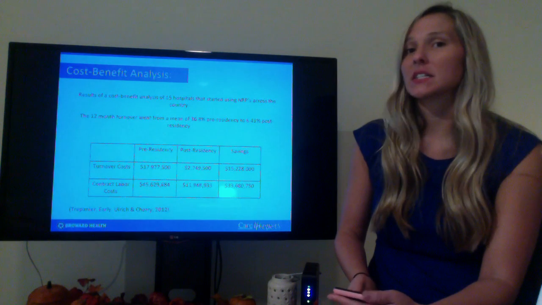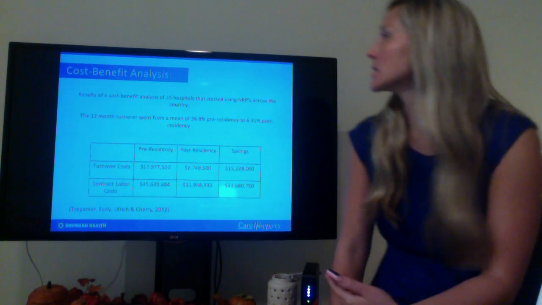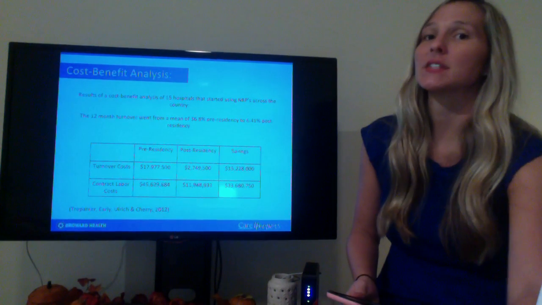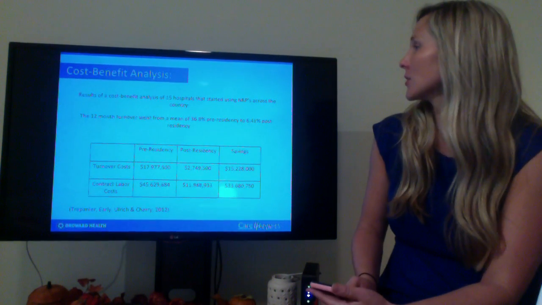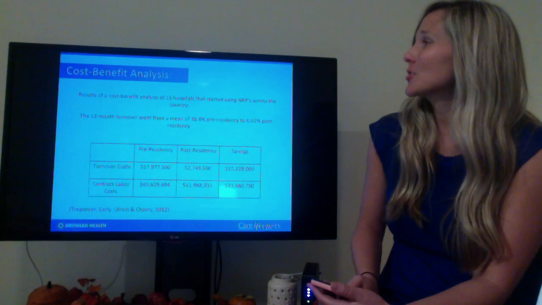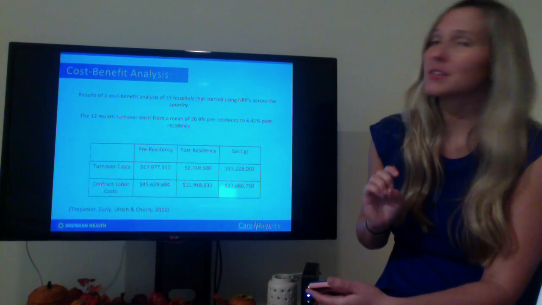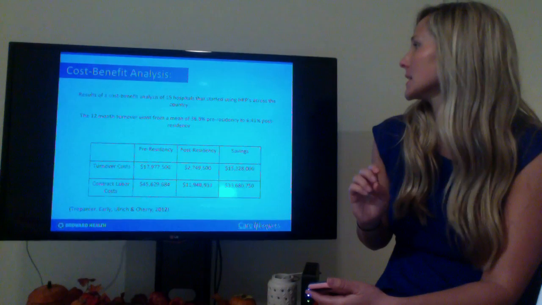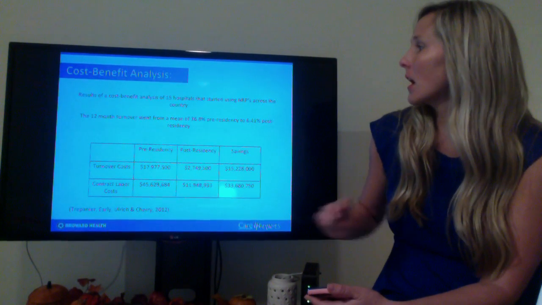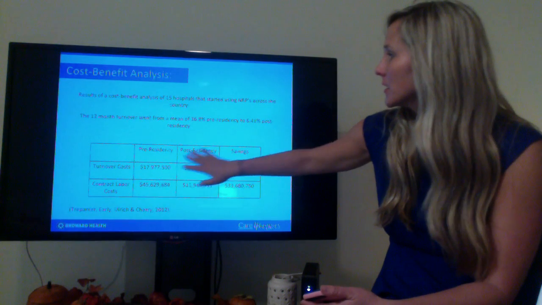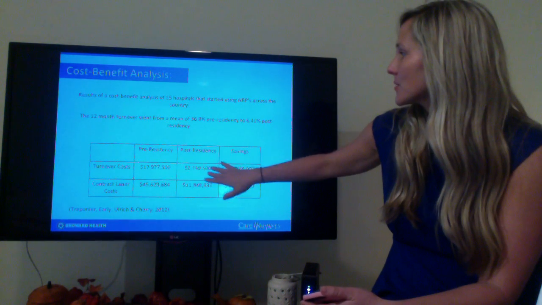So let's get down to the money. All right, so a study was done on 15 hospitals across the nation using nurse residency programs. Their 12-month turnover went from a mean of 36.8% pre-residency to 6.41% post-residency. The turnover costs are here for the pre and the post residency and the savings.